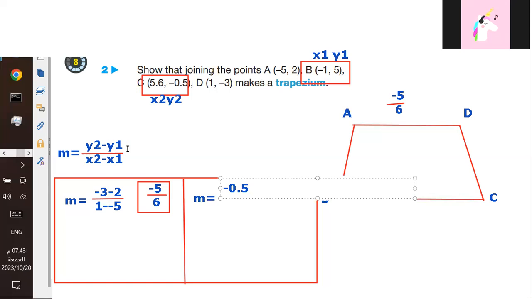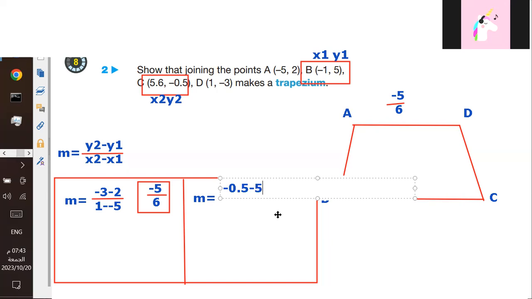Minus y1, minus y1. So minus this one. y1 is 5, so minus 5, okay? Sorry, so y2 is minus 0.5, and y1 is 5, so minus 5. Yes. Now I'm going to do the x's.